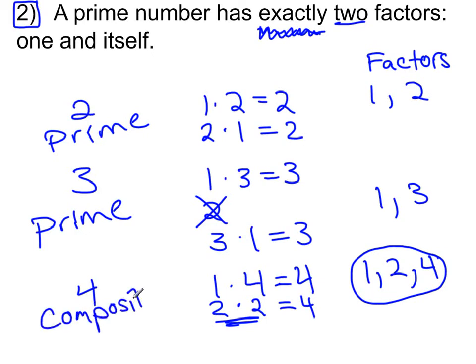And I probably should have looked up how to spell composite before I typed it. So there's composite. Double check me on the spelling. So we have prime numbers, we have composite numbers, and then we have things that are neither.